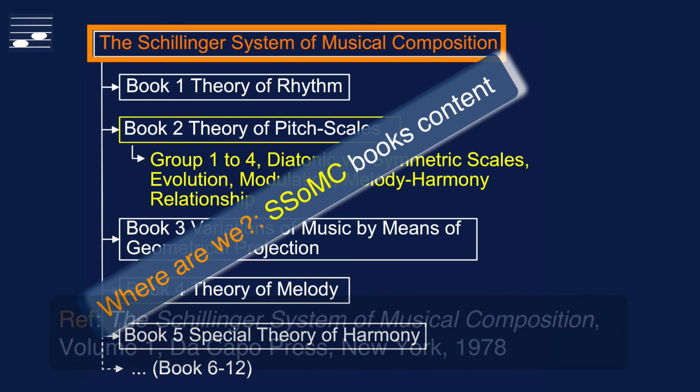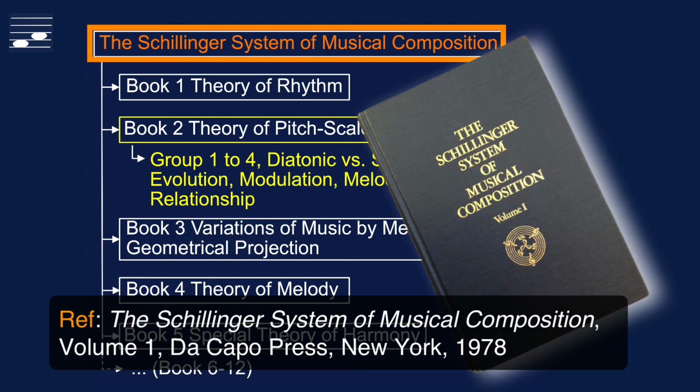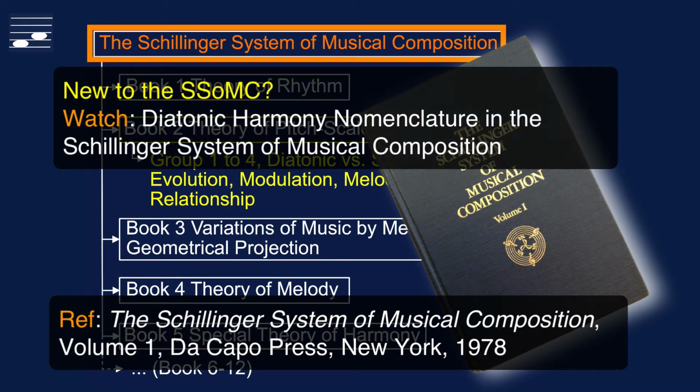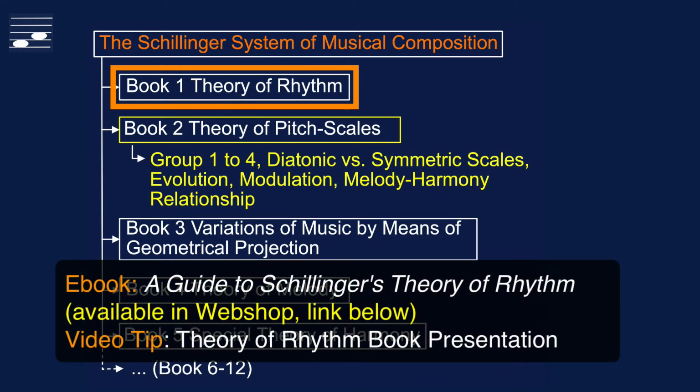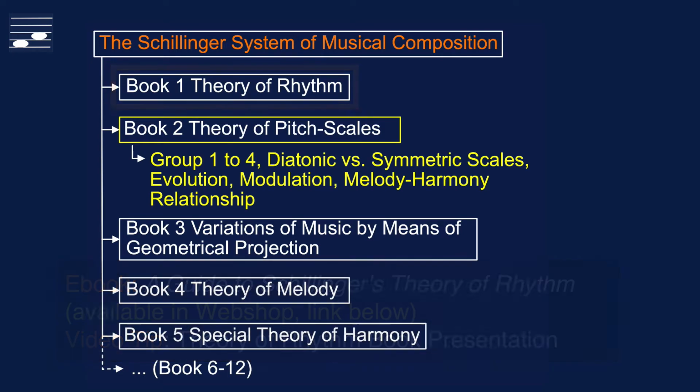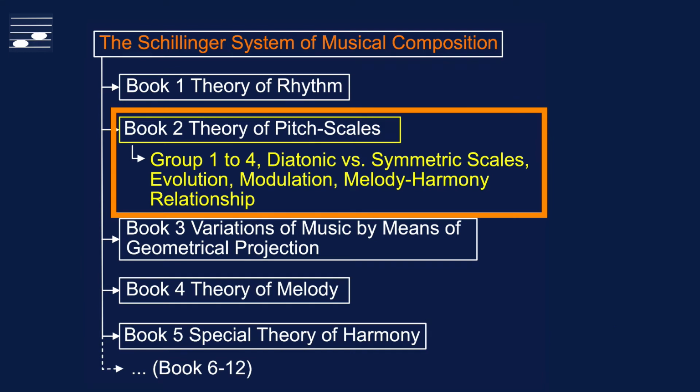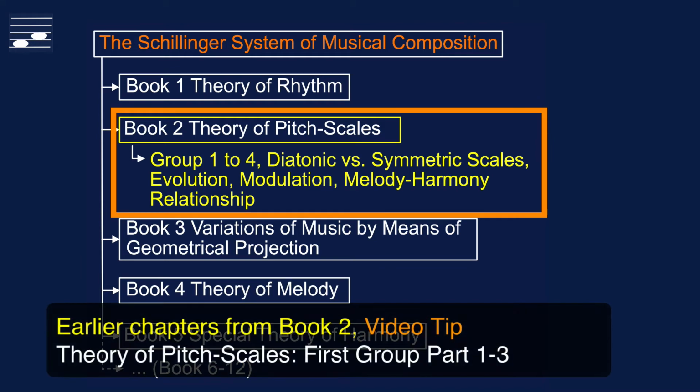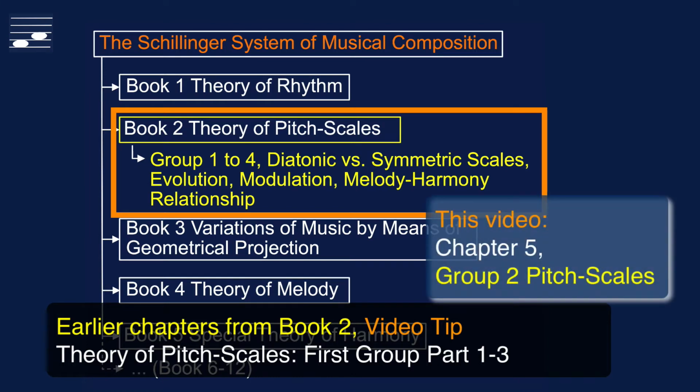The Theory of Pitch Scales is a book in the Schillinger system of musical composition. For an introduction to its nomenclature, you may want to watch an older tutorial on my channel. On Book 1, The Theory of Rhythm, I wrote an e-book that may serve as a guide and is available in the webshop. Schillinger discerns 4 groups of pitch scales. The first group is covered in a series of 3 tutorials, while this episode will focus on the second group, as covered in Chapter 5 from Book 2.